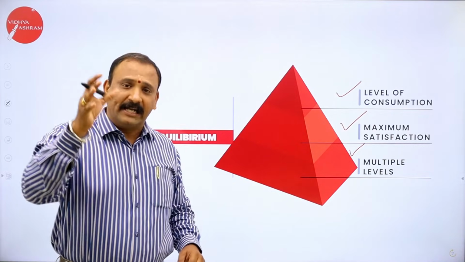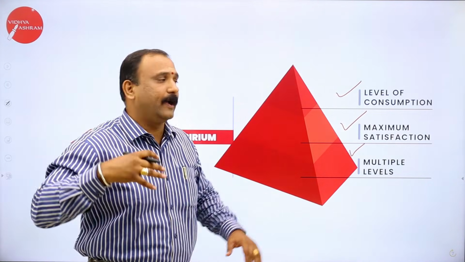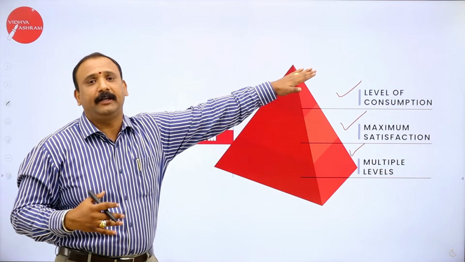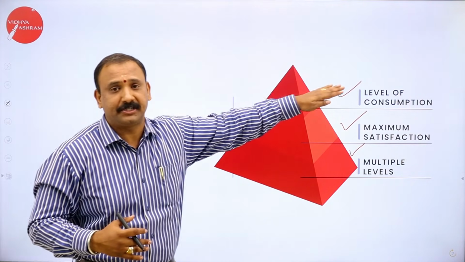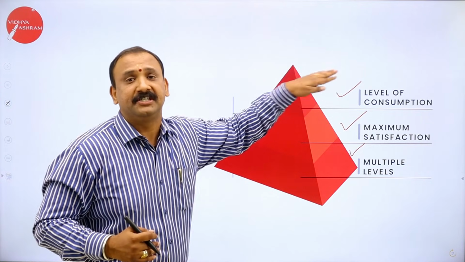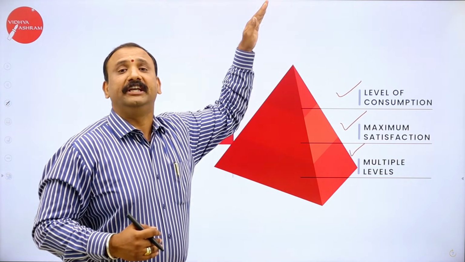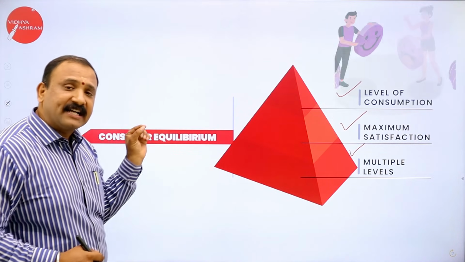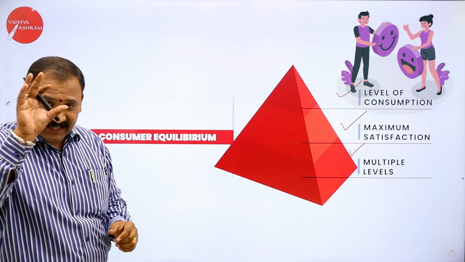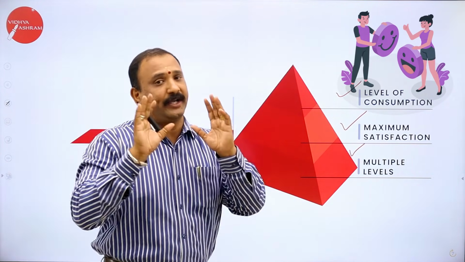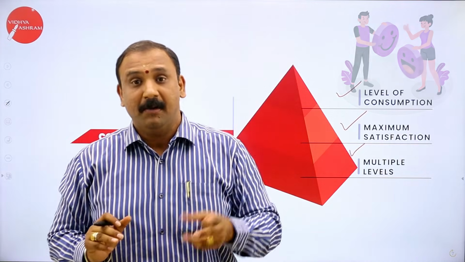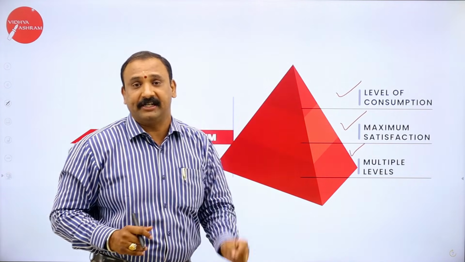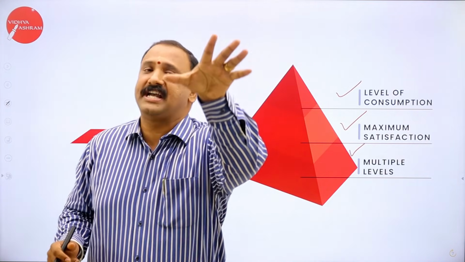So that is why in a populated country like India, levels of consumption will matter a lot. This is very, very important for all of us to understand. Higher the levels of consumption, higher the utility value, and the equilibrium can be reached faster. Next, maximum satisfaction. The word satisfaction itself is quite complicated to understand, but when I add one more word to it, maximum satisfaction, it becomes even more challenging.